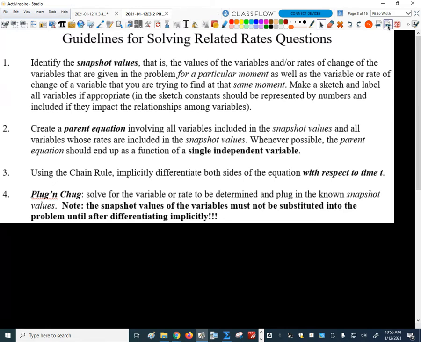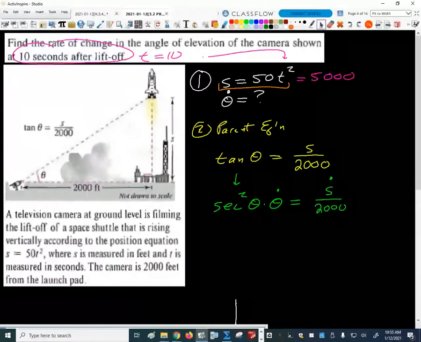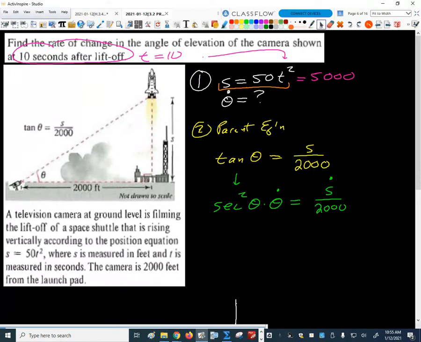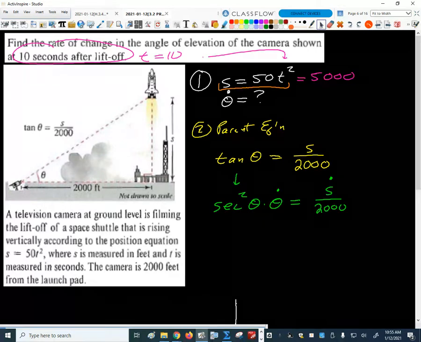Okay, so for us, here's our picture. We know that S, which is the height, is 5,000. And that's really the only variable that we're given, isn't it? We're trying to find theta dot.